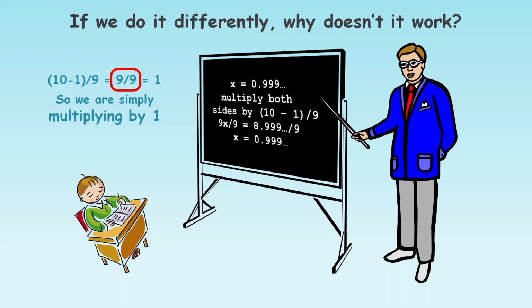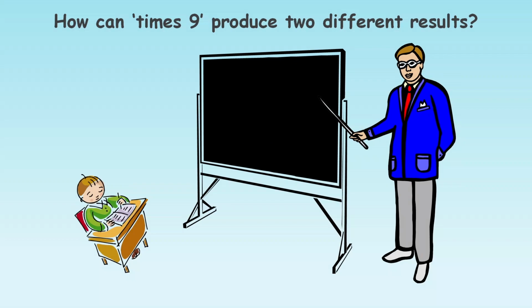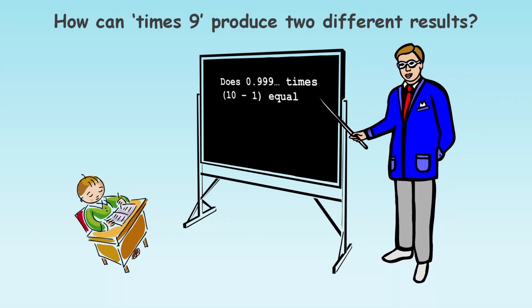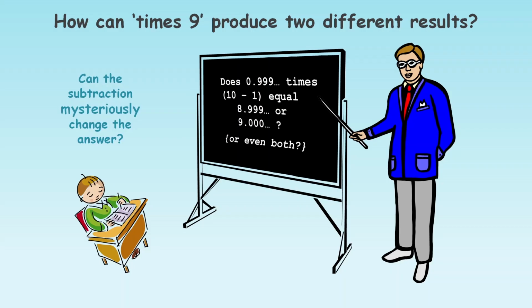Now let's consider the difference between the two approaches. It all comes down to what is 0.9 recurring times 10 minus 1. Does it equal 8.9 recurring, or does it equal 9? The question is, can the subtraction operation somehow get rid of the endless terms?